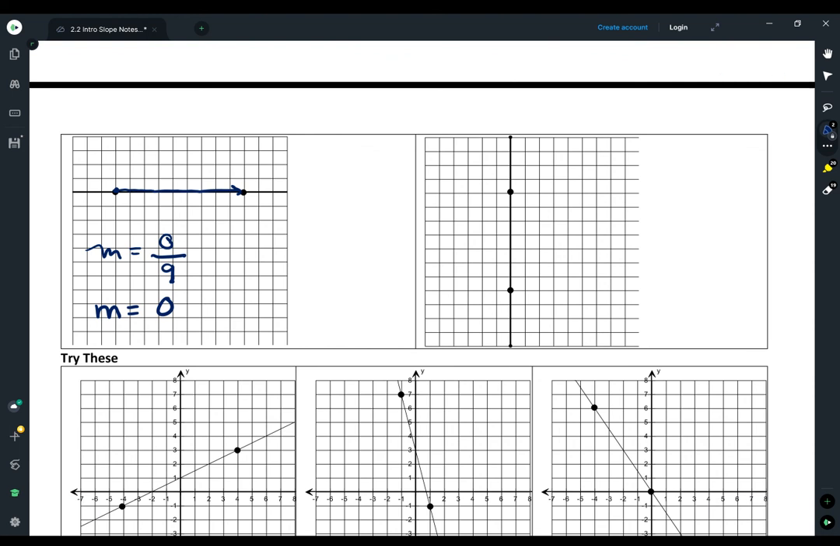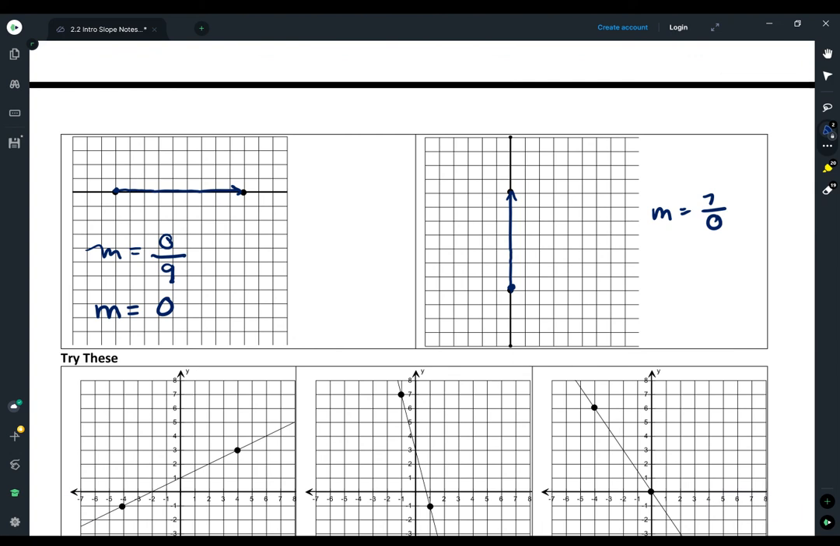Now the next one's really weird. When I go to start on the left, there really isn't a point on the left or the right. So I'm just going to start down here, and I can move up to get to the next point. So 3, 6, 7. My slope is 7 over, but I don't have any horizontal change. There's no run. So it's going to be 7 over 0.